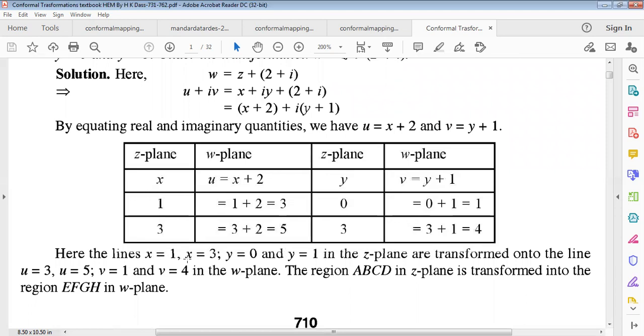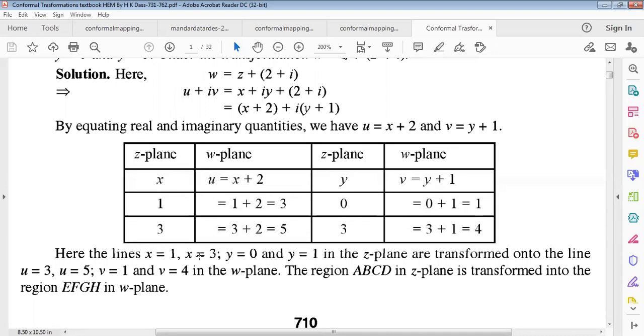Here the lines x equals 1 and x equals 3, and y equals 0 and y equals 1 in the z plane are transformed into the lines u equals 3, u equals 5, and v equals 1 and v equals 4 in the w plane.